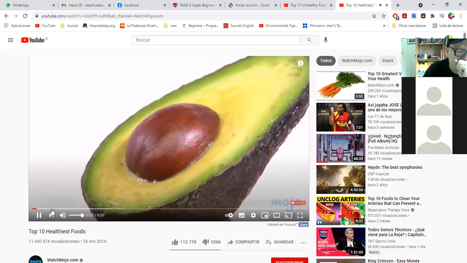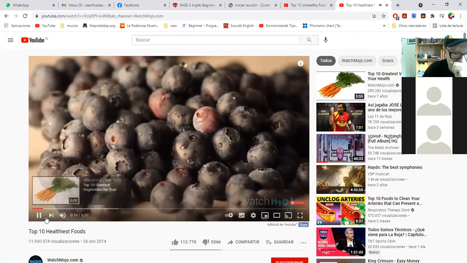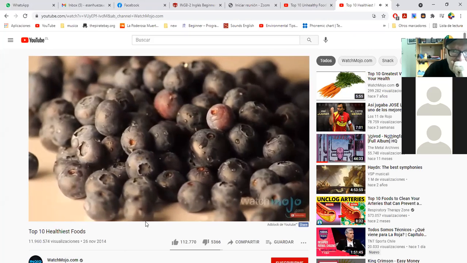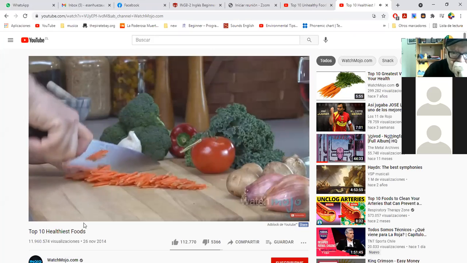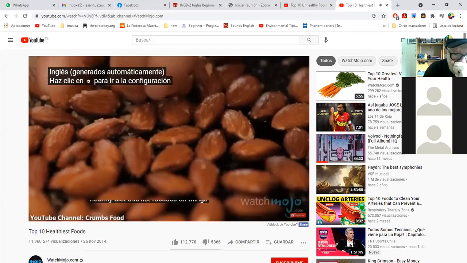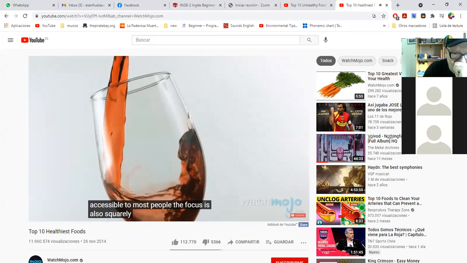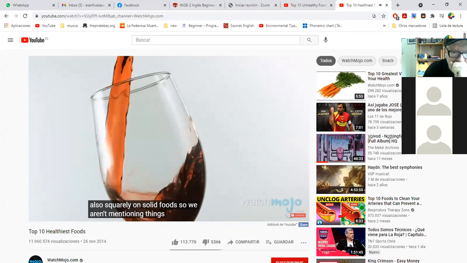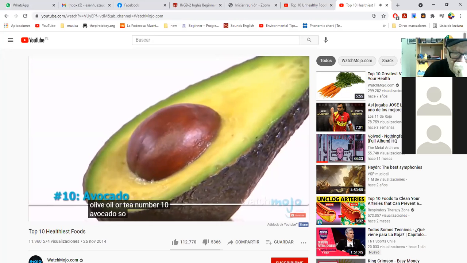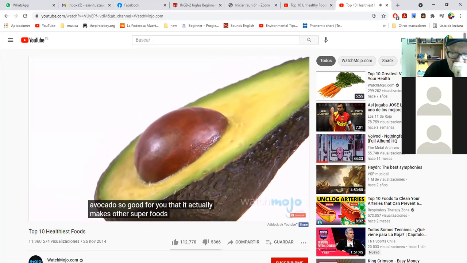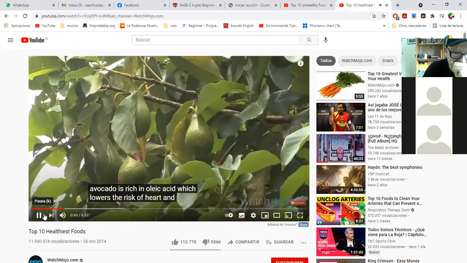A healthy lifestyle begins with our picks for the top 10 healthiest foods. For this list, we picked the 10 essential superfoods that have shown to significantly improve people's health and well-being. While there are many things that can be incorporated into a healthy diet, this list focuses on things that can be eaten and are readily accessible to most people. The focus is also squarely on solid foods, so we aren't mentioning things like red wine, olive oil, or tea. Number 10, avocado. So good for you that it actually makes other superfoods healthier. Avocado is rich in oleic acid, which lowers the risk of heart and inflammation.